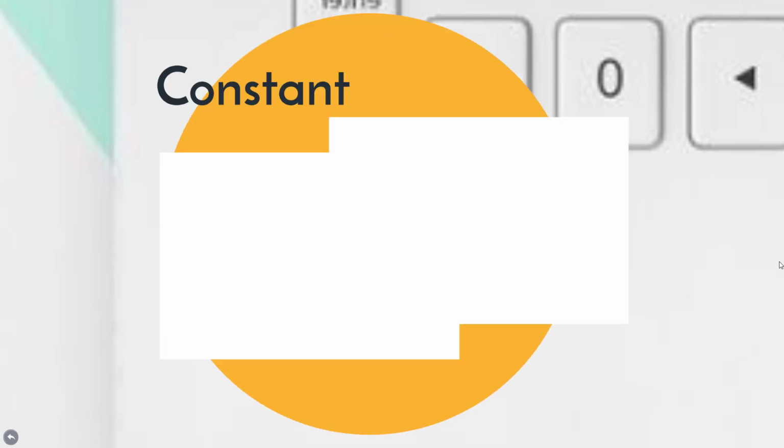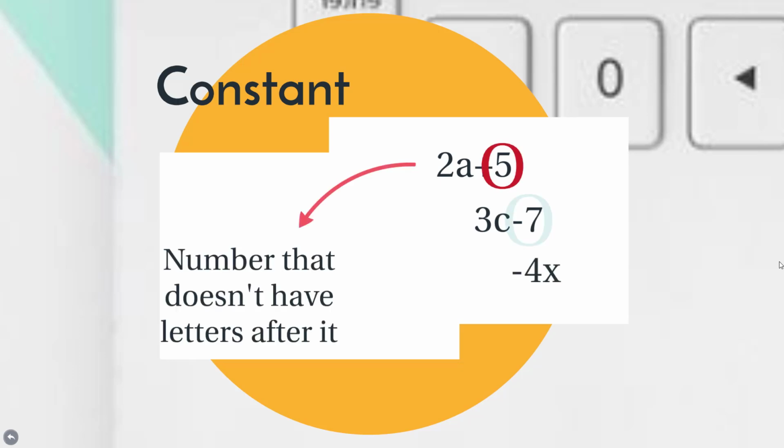The third element is the constant. It is the number that doesn't have any variables attached to it. In this example, the constants are 5, minus 7, and 0.